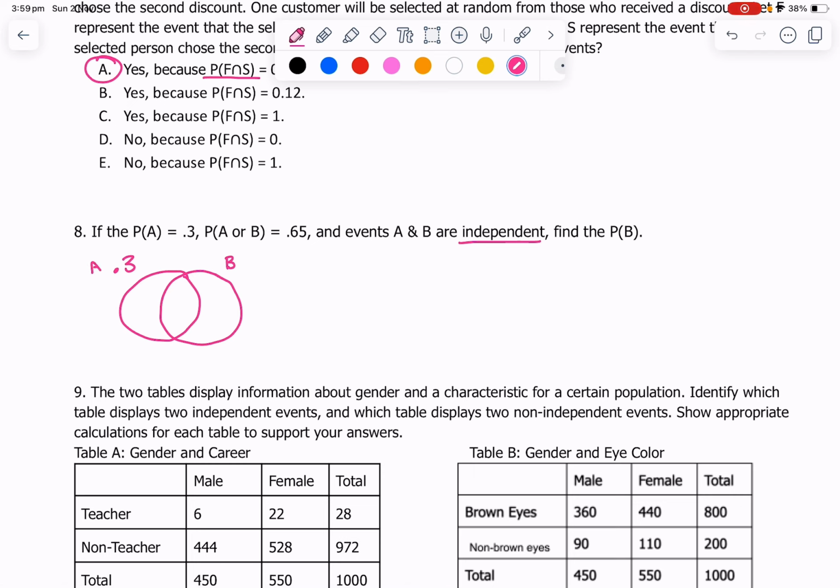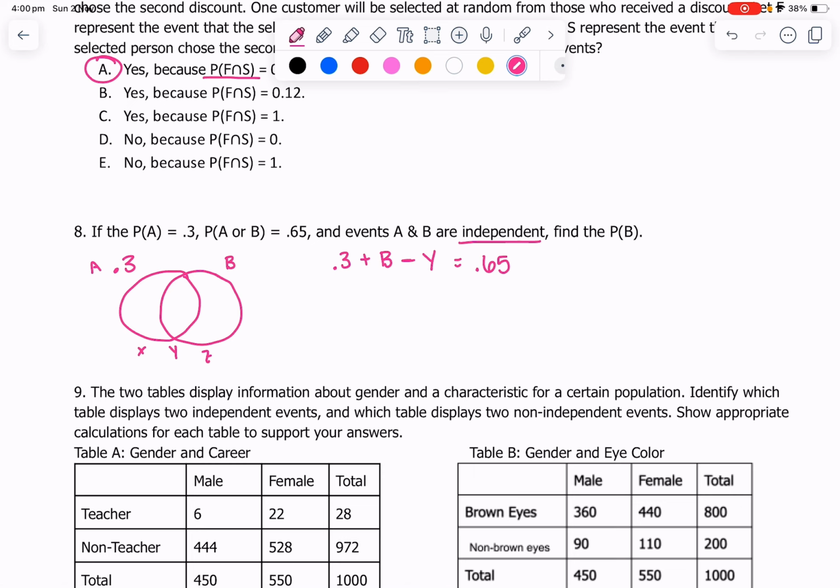So, I know that all of these together must add up to be 0.65. So, A is 0.3 plus B, but we have to minus away that little intersection part because we don't want to count it twice, equals 0.65. Well, we have an issue. We have one equation and two variables. That means we cannot solve for one unique solution.